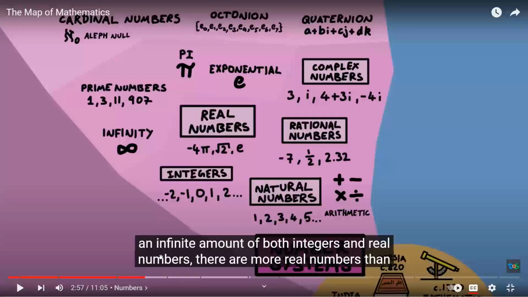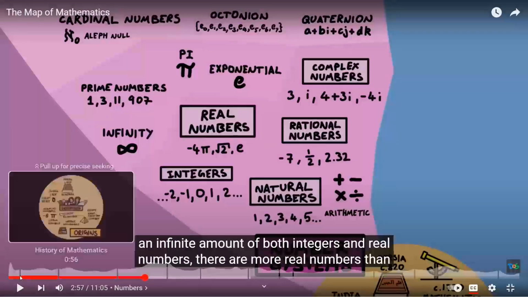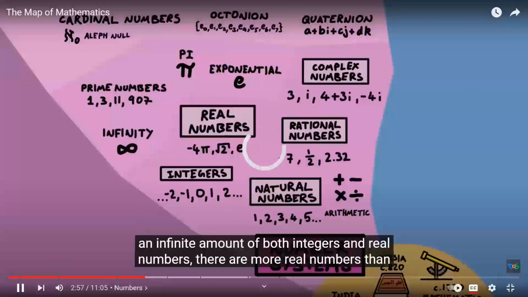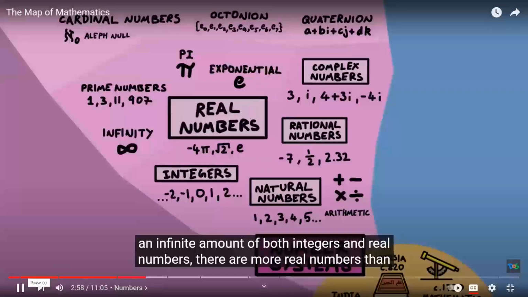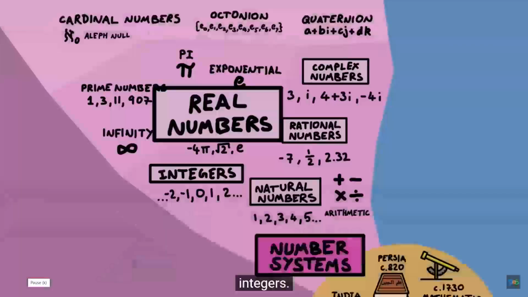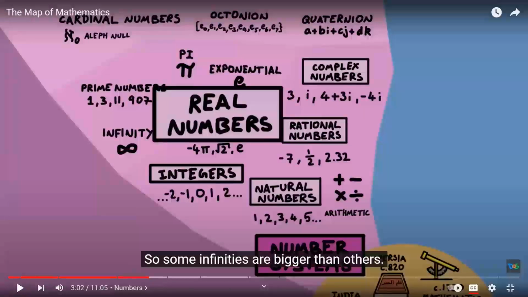An infinite amount of both integers and real numbers. There are more real numbers than integers. So some infinity.